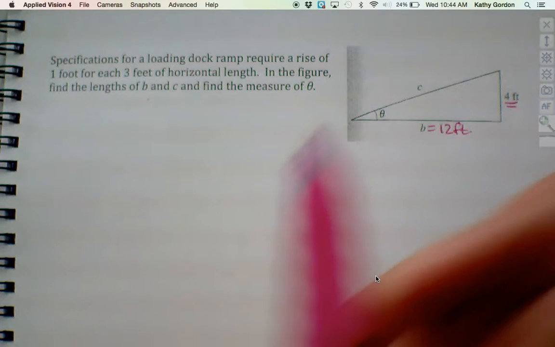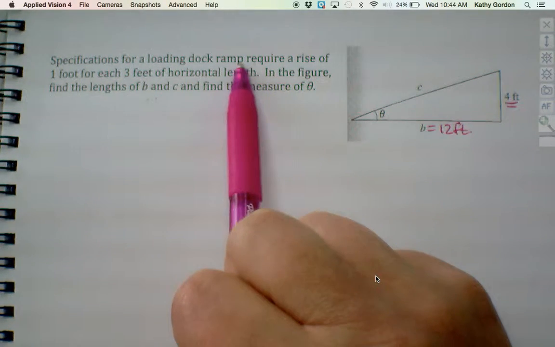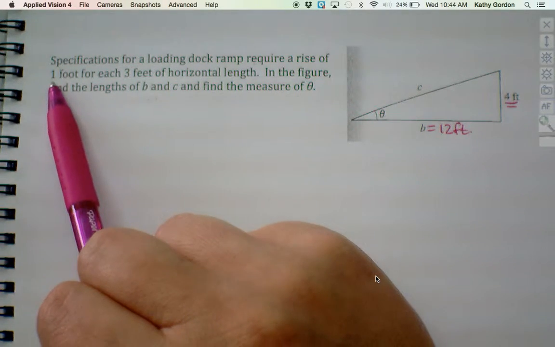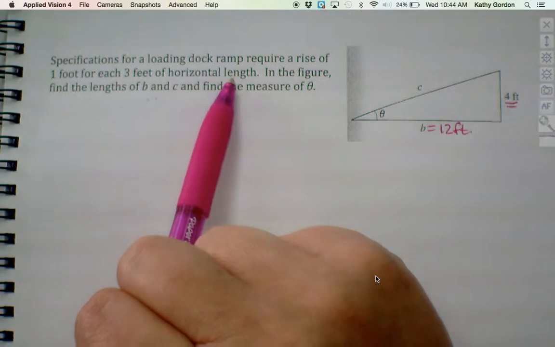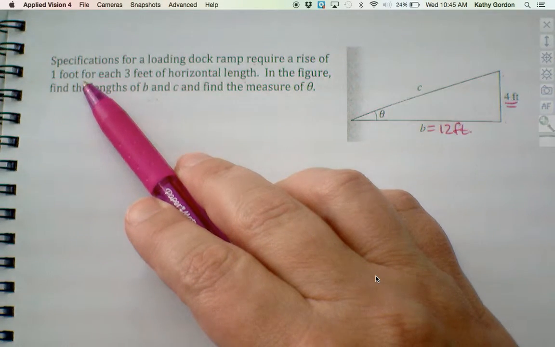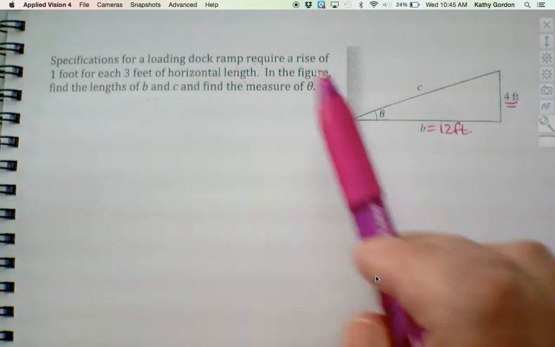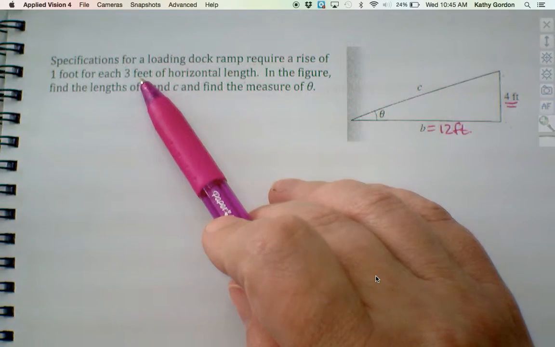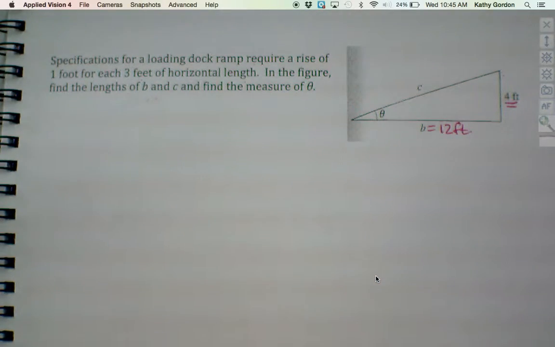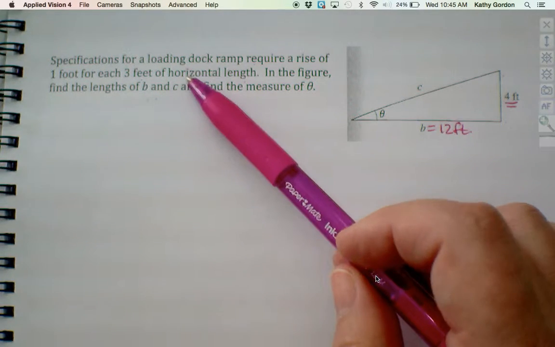Okay, so using this information where they say that the specifications require a rise of 1 foot for each 3 feet of horizontal length, the fact that I'm actually going up a rise of 4 feet means I am 4 times as much as what this says. So that means my horizontal length is going to have to be 4 times as much as well. Okay, so the 12 feet for part B we can pretty much come up with just from the information we're given.